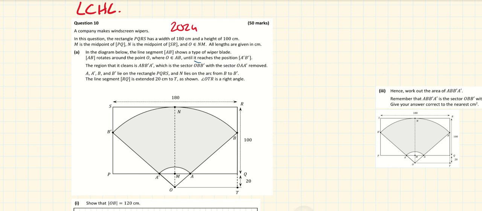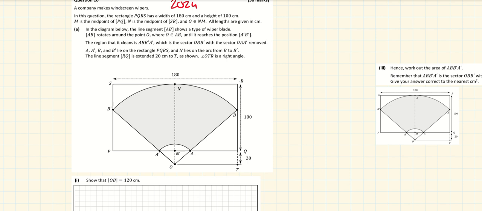And it cleans, and you're told it's a sector. So a sector is part of a circle. Okay, and so the wiper cleans this much, the slightly shaded part. And they all lie on this rectangle. Okay, and the line segment ORQ, where's ORQ? It's extended 20 meters to S. Yeah, and it's a right angle, so OTR is a right angle. So there's like a million things going on there in this question. That's a lot of writing, but let's just work with what we've got.